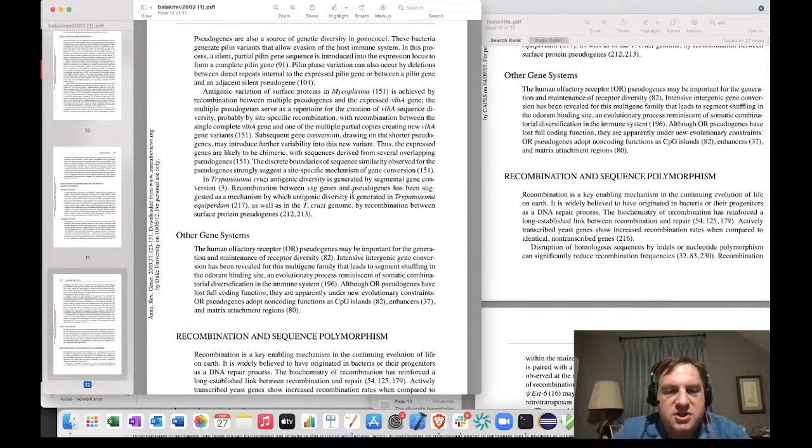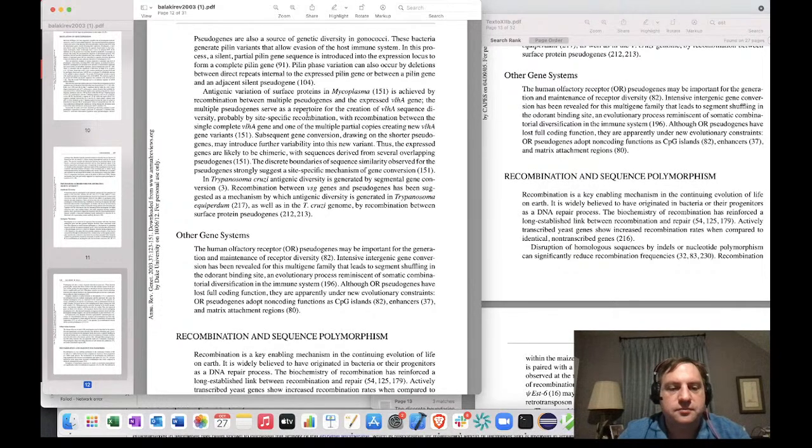Recombination between VSG genes and pseudogenes has been suggested as a mechanism by which antigenic diversity is generated in Trypanosoma equiperdum, as well as in T. cruzi genome by recombination between surface protein pseudogenes. Again, all of these are genes which organisms need continual variation on. And so what they have is these pseudogenes which are providing those alternatives.